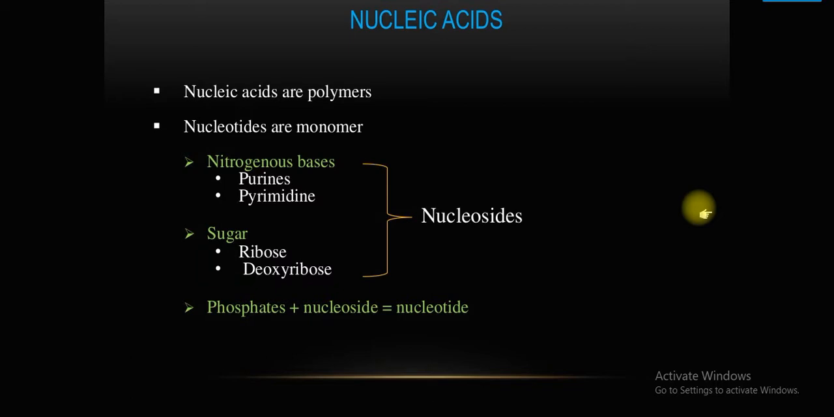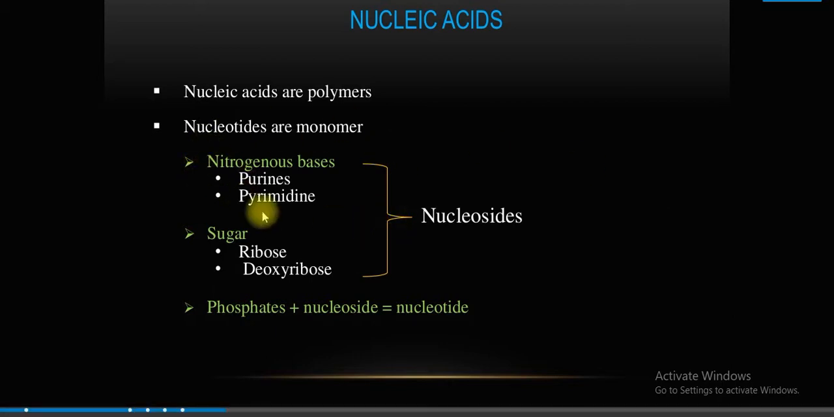The nitrogenous bases are mainly purines and pyrimidines: adenine, thymine, guanine, and cytosine. When a nitrogenous base combines with a sugar, which is ribose in RNA and deoxyribose in DNA, the combination forms a nucleoside, and when it binds with a phosphate group, it forms a nucleotide.